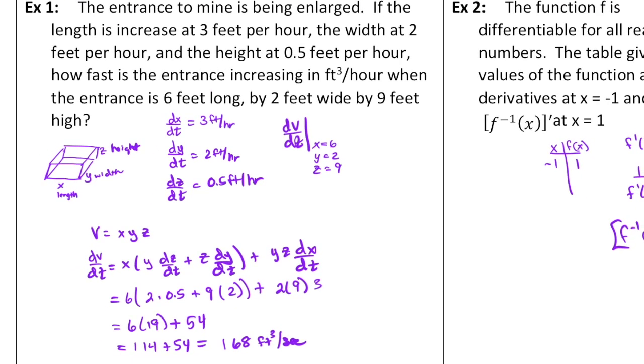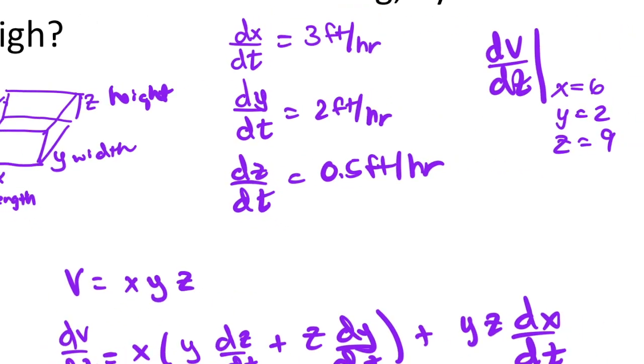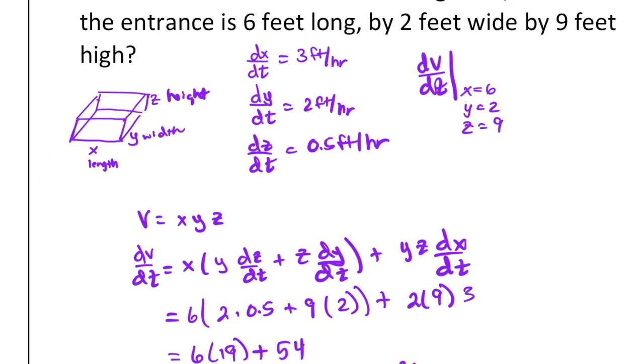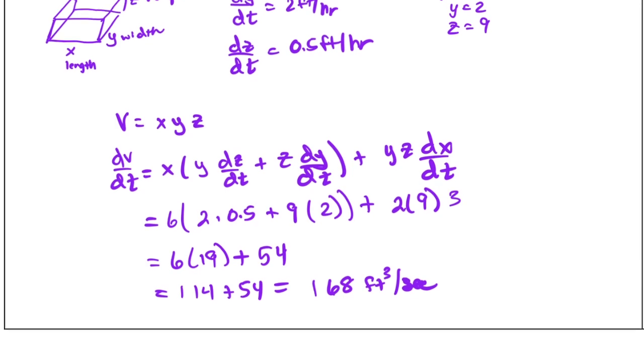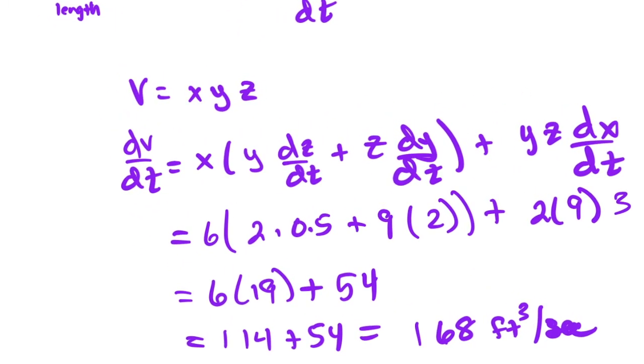The entrance to a mine is enlarged, so it's kind of a rectangular shape. I've placed length as x, width as y, height as z. The reason I made those declarations is so that I could keep in mind which values are changing and how quickly. The question we're looking for is our dV/dt at x equals 6, y equals 9, z equals 9, y equals 2. Now the volume is 3 dimensions, x, y, and z.